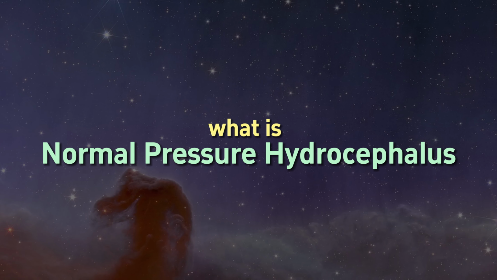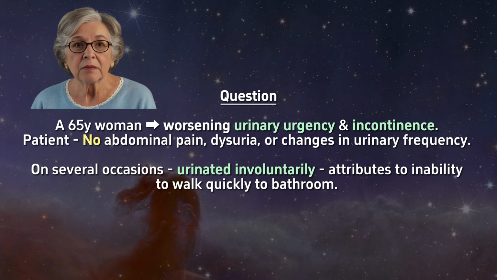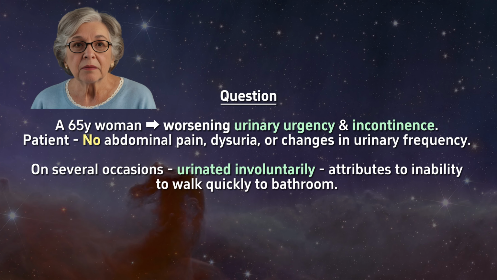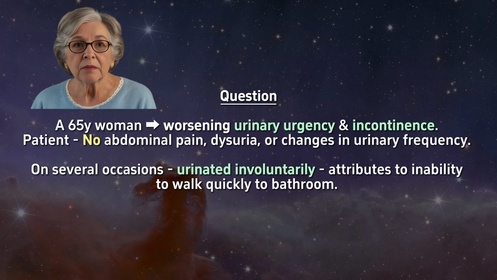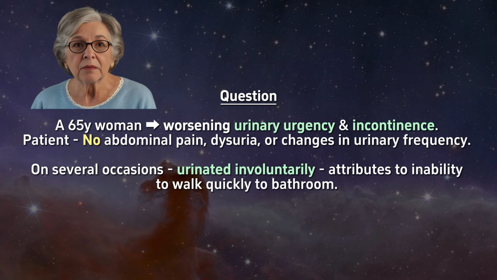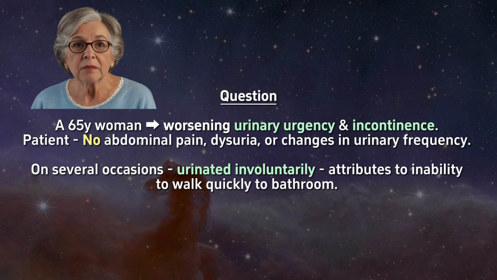What is normal pressure hydrocephalus? A 65-year-old woman is evaluated for worsening urinary urgency and incontinence. The patient has had no abdominal pain, dysuria, or changes in urinary frequency. On several occasions, she has urinated involuntarily, which she attributes to an inability to walk quickly to the bathroom.